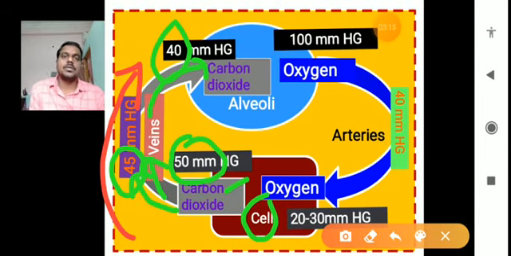But how is the carbon dioxide transported? Is carbon dioxide transferred from cells to lungs as it is, with its structure unchanged? Is it transferred as a gas from the cells to the alveoli?